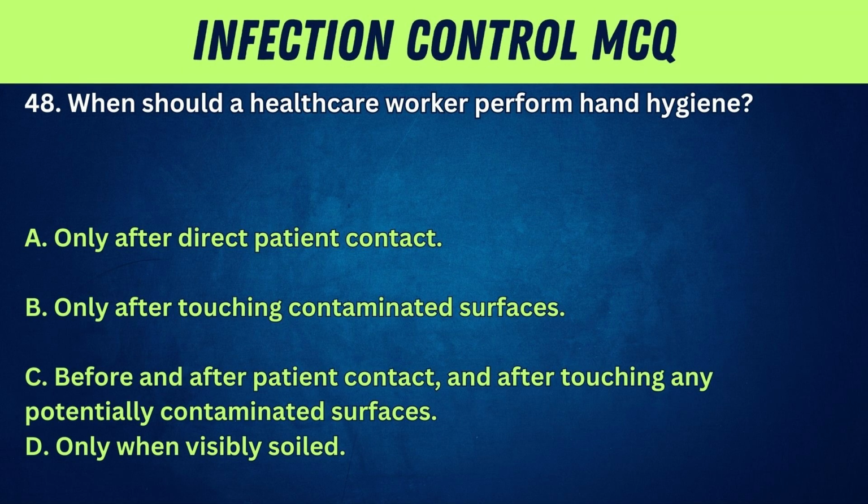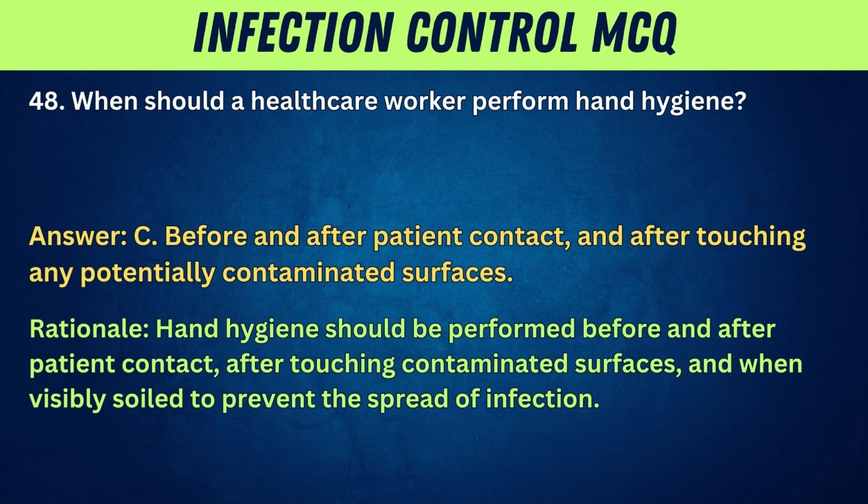48. When should a healthcare worker perform hand hygiene? A. Only after direct patient contact. B. Only after touching contaminated surfaces. C. Before and after patient contact, and after touching any potentially contaminated surfaces. D. Only when visibly soiled. Answer: C. Before and after patient contact, and after touching any potentially contaminated surfaces. Rationale: hand hygiene should be performed before and after patient contact, after touching contaminated surfaces, and when visibly soiled to prevent the spread of infection.